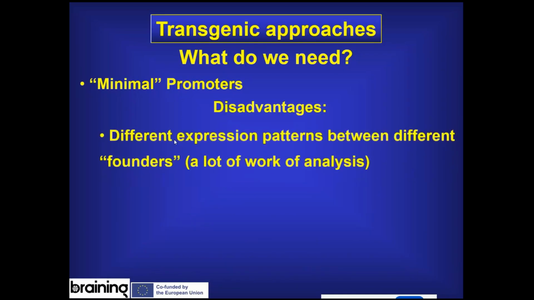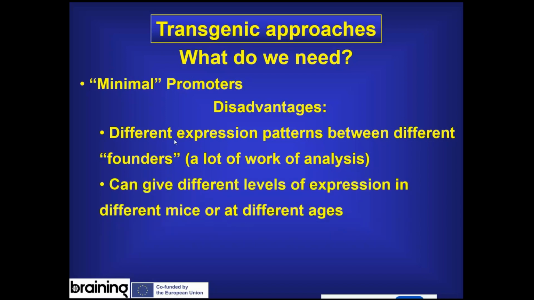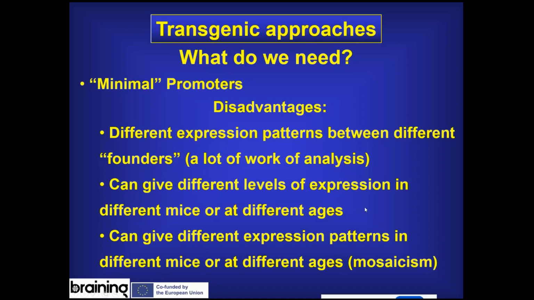However, the disadvantage is that you can have different expression patterns between different founders, so you do a lot of analysis work to find the right founder. You can also have different levels of expression in different mice at different ages, because you don't know. This can depend on where the piece of DNA has been integrated, and also on different tissues. That is what we call mosaicism.